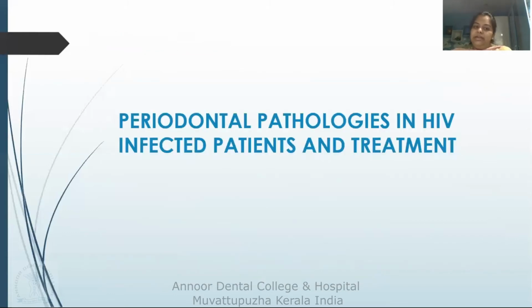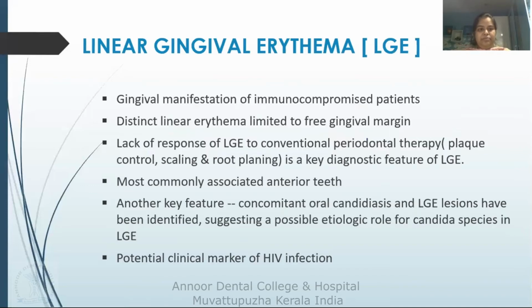Now, coming into detail, we have already said about the periodontal lesions, the HIV-associated lesions. So let's see what are their general clinical features and what is the treatment. First one we mentioned was linear gingival erythema.